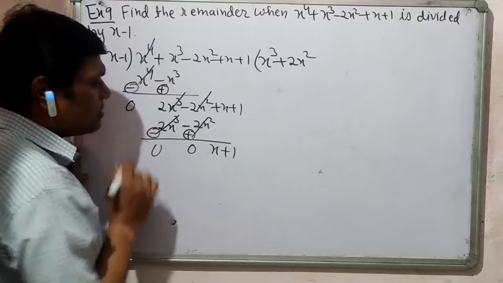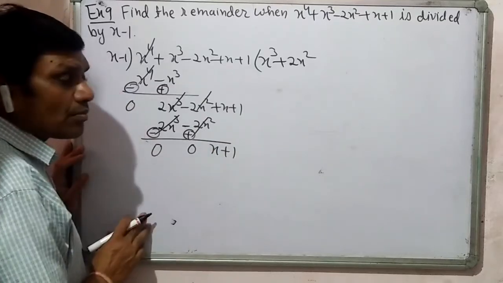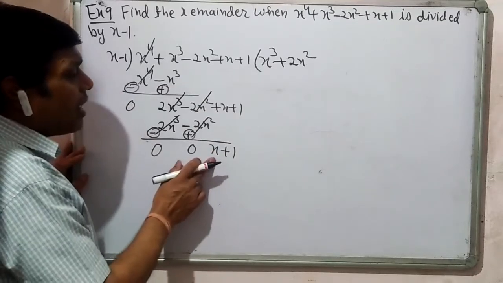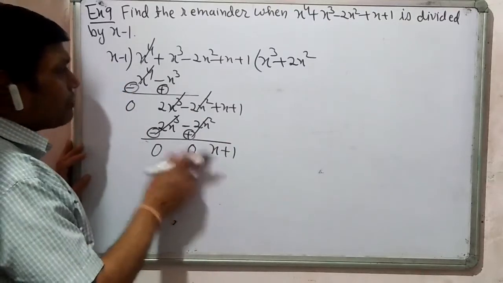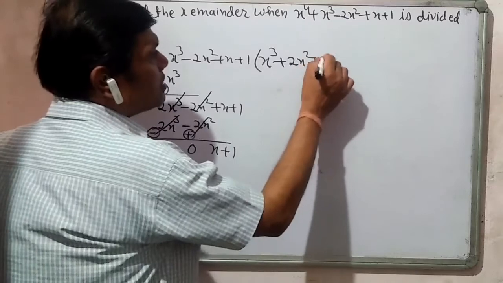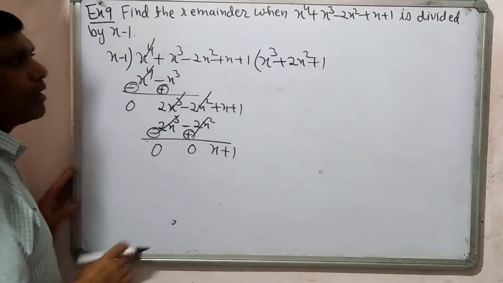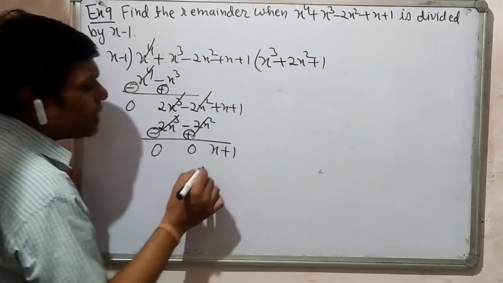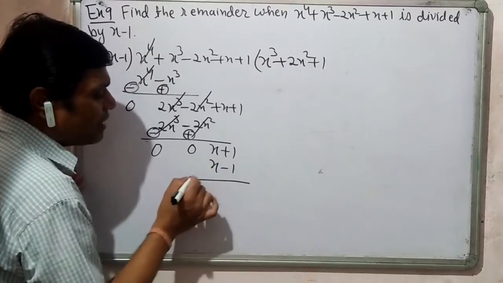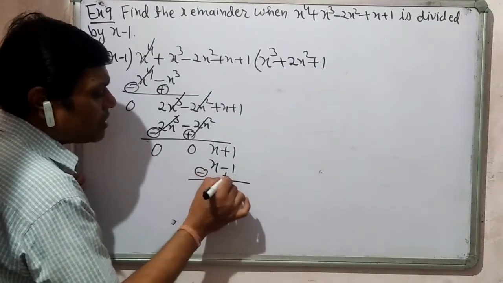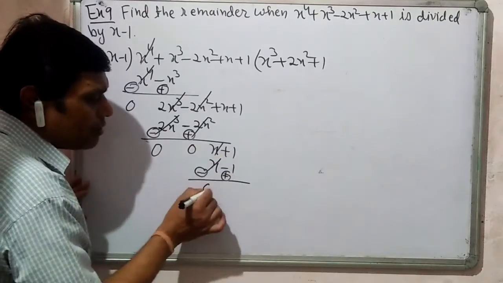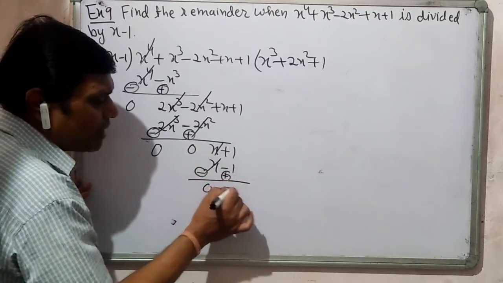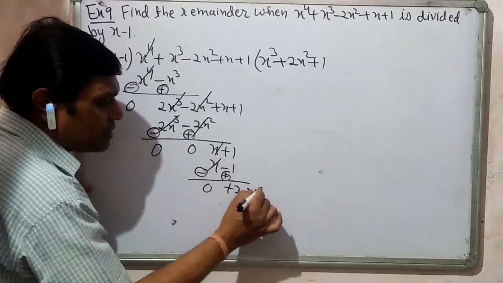Both of them give us 0. Right? X plus 1. Highest degree term divided by highest degree term, x upon x, gives us positive 1. Positive 1 multiplied with x minus 1 gives us x minus 1 as such. Change the signs. What we are getting is 0, and 1 plus 1 is positive 2. That's the remainder.